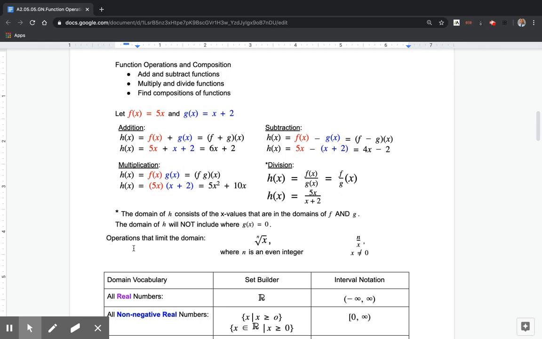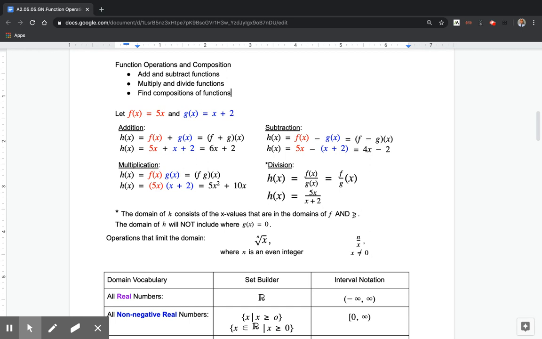So that little asterisk there. The domain of h consists of the x values that are in the domains of f and g. The domain of h will not include where g of x is 0. So because g of x is in the denominator, if we plugged in negative 2 here, negative 2 plus 2 is 0, then we'd have negative 10 divided by 0. That doesn't exist.